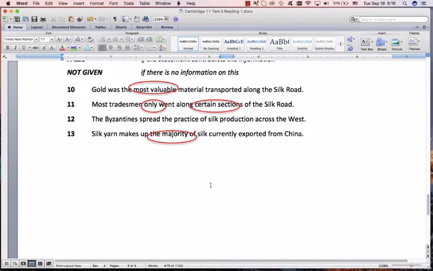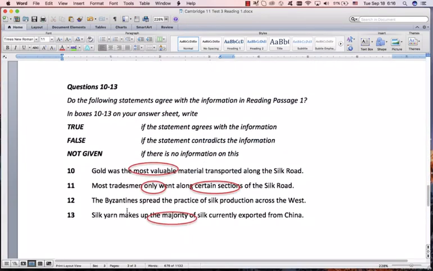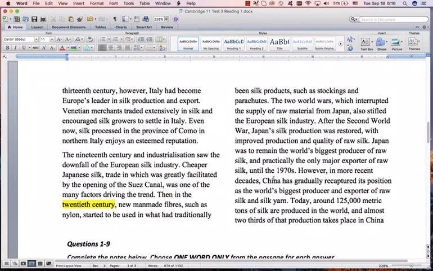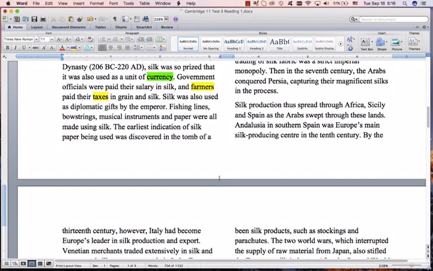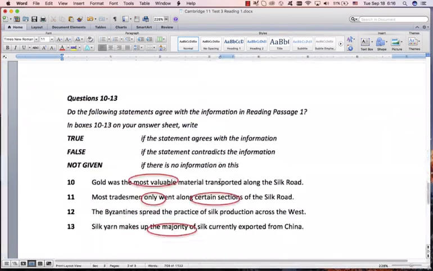And China. Could also look for silk yarn. So they start talking about China over there, China over there. Where's silk yarn? Silk yarn is there. Right. So, all pretty straightforward up until now. Now let's just do them.